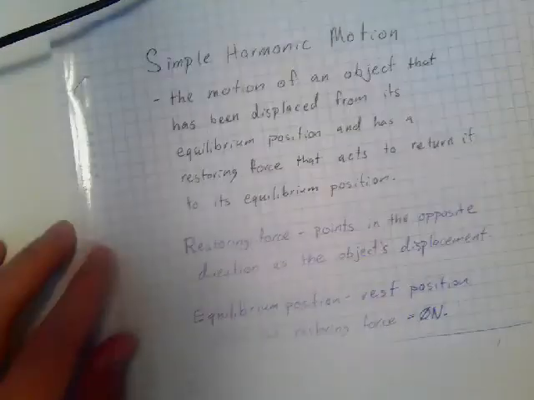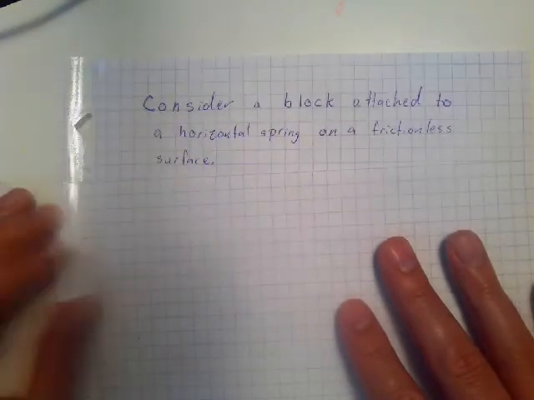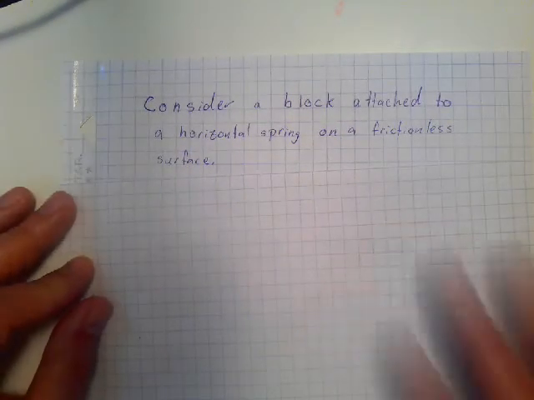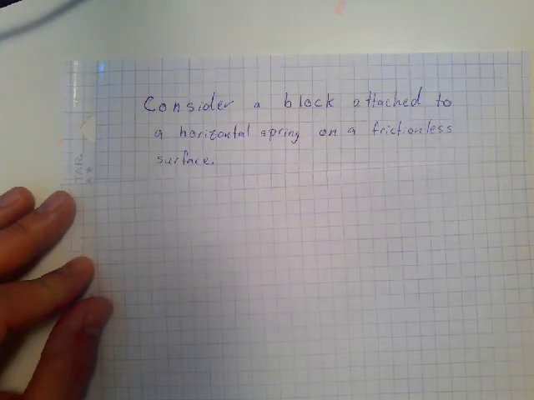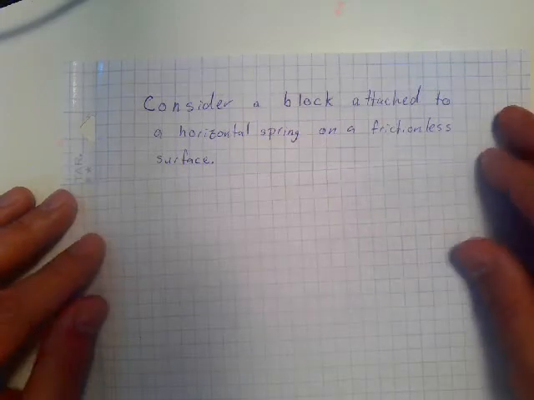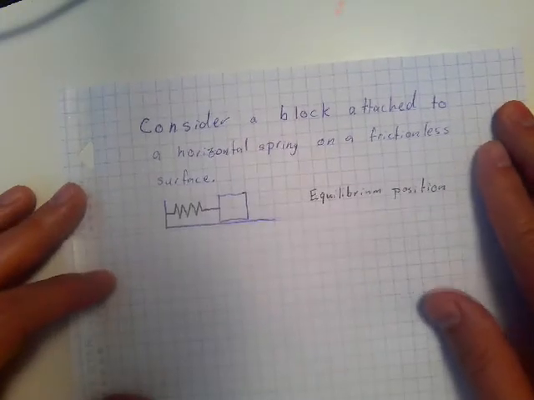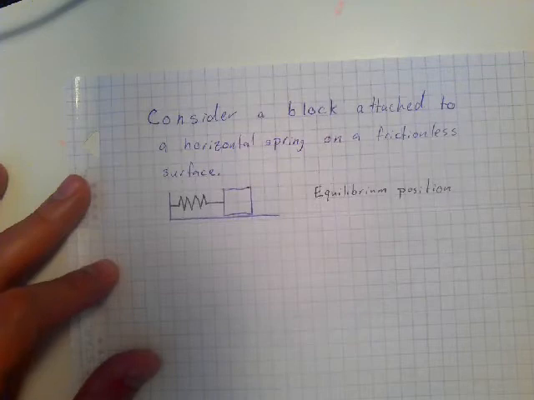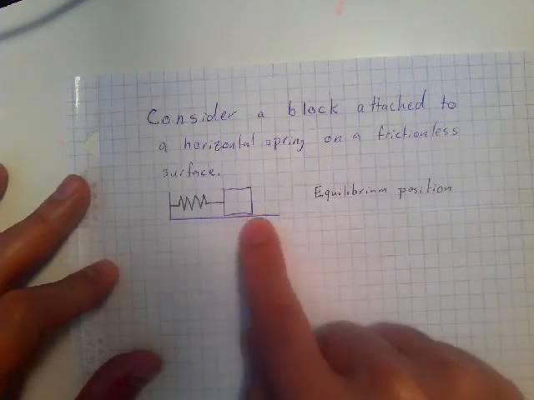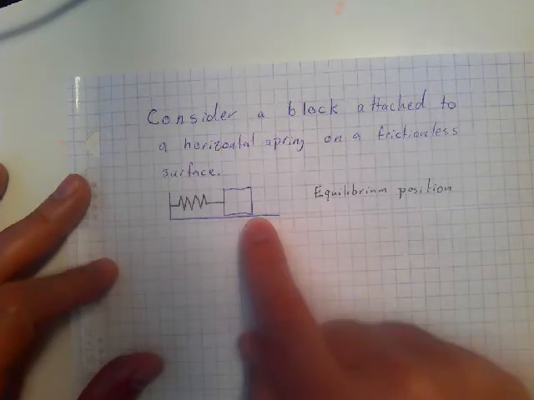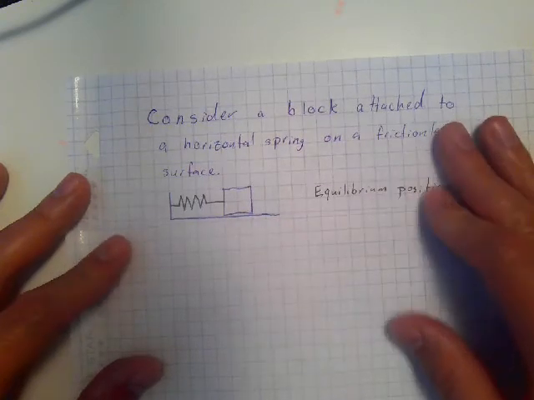Having said that, let's go ahead and talk about a block attached to a horizontal spring on a frictionless surface. Now, we'll start with a horizontal spring, but we will want to talk about a vertical spring later, even though it's a little bit more tricky. So, there we go. That's my block at the equilibrium position. Now, imagine what would happen if I stretch it back.